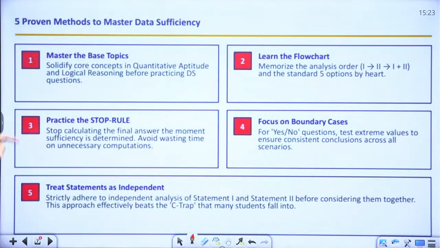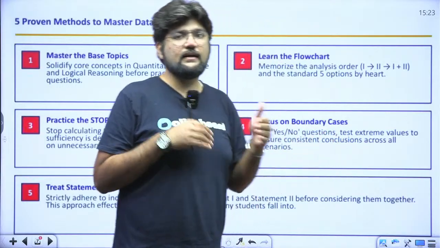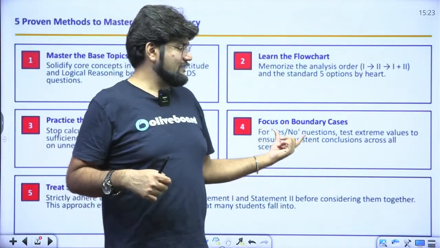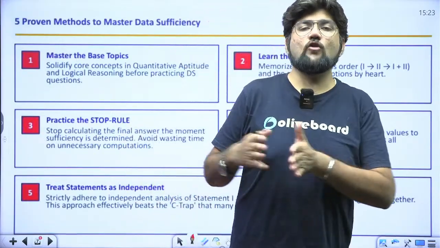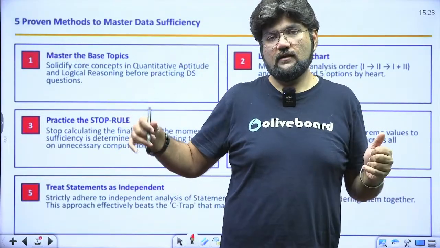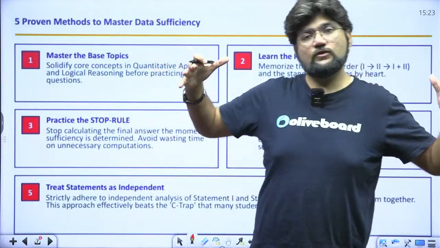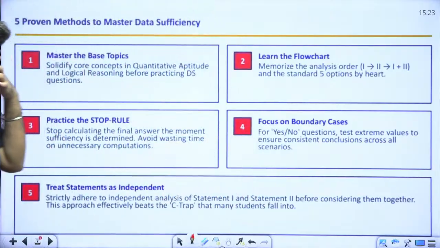So the stop rule, focus on boundary cases. Again, boundary cases means yes no questions. So you will have to completely check the whole data and then come to a conclusion. In these cases you can test for extreme values. Extreme values means, for example, it's a formula based question, it's an algebra based question, and you need to substitute something to check. So always substitute extreme values so that all the statements are covered in your conclusions, right? So that is what it is saying.